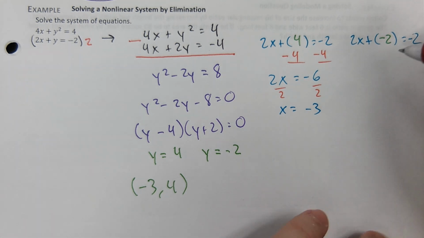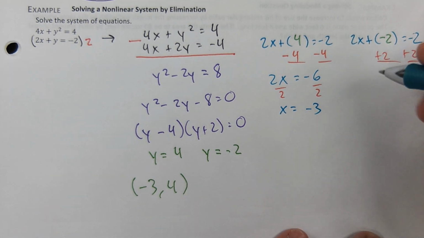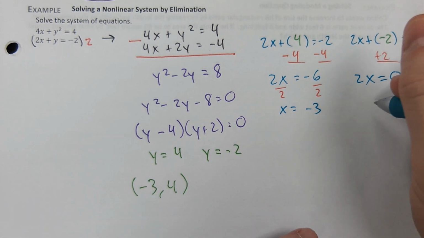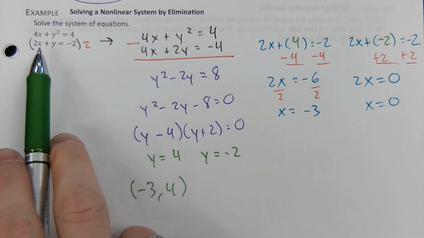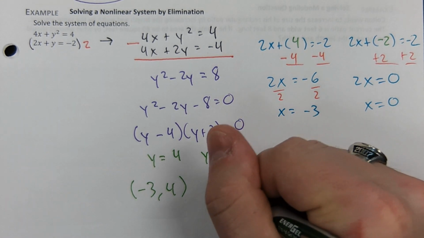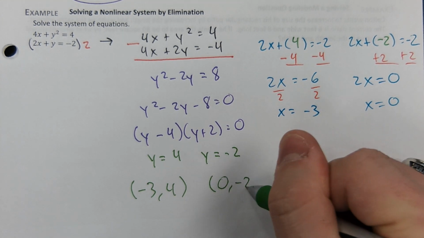Over here, add 2 to both sides. And what you get is 2x equals 0. If you divide both sides by 2, you get x equals 0. So the other place where our straight line and our sideways parabola cross each other is 0 comma negative 2.